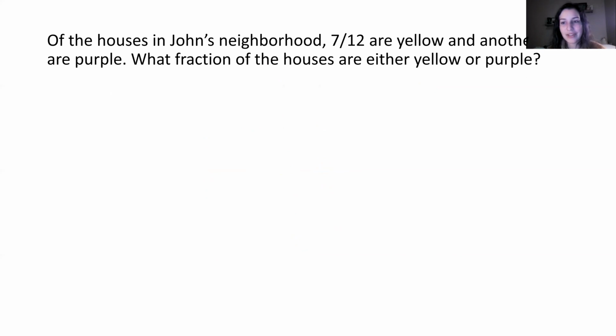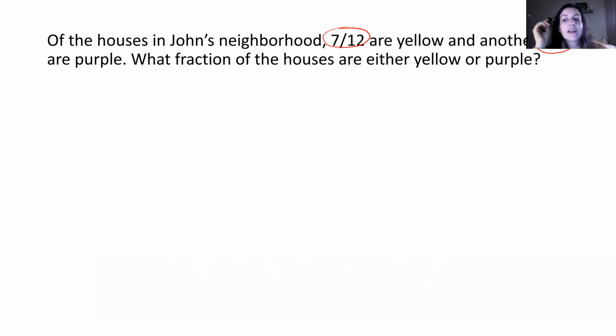Moving forward, we have another example. Of the houses in John's neighborhood, 7 out of 12 are yellow and another 1 out of 4 are purple. What fraction of the houses are either yellow or purple? All right, so let's look at the numbers. Let's pull out those numbers. We've got 7 out of 12 and 1 out of 4.